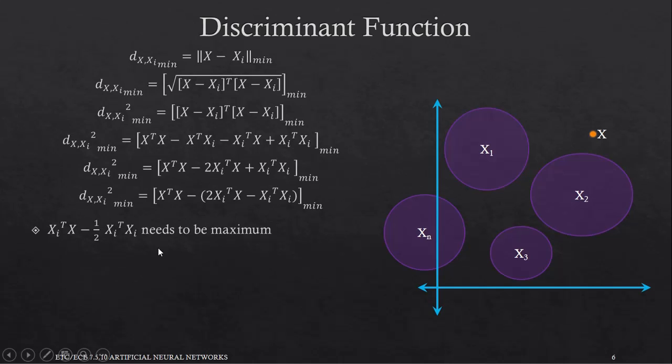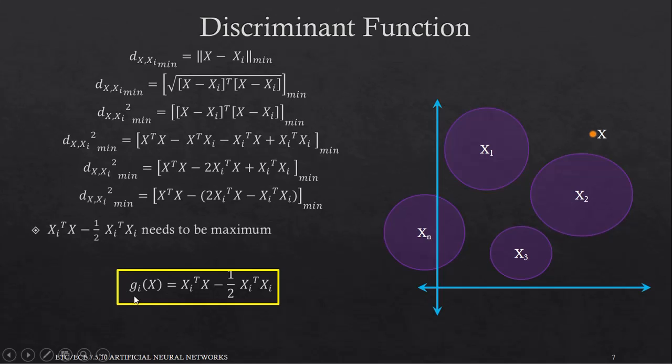Yes, it is the discriminant function value. This expression indeed represents the discriminant function of that class. We can write the discriminant function as gi of x equals xi transpose x minus half of xi transpose xi. This is actually the expression for the discriminant function of the ith class. This is the value that should be high or the highest or the largest so that x belongs to that class.